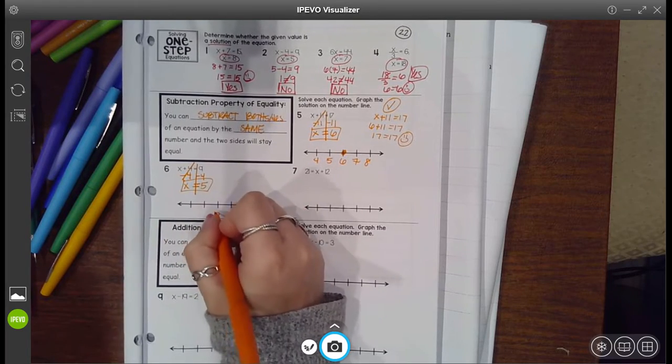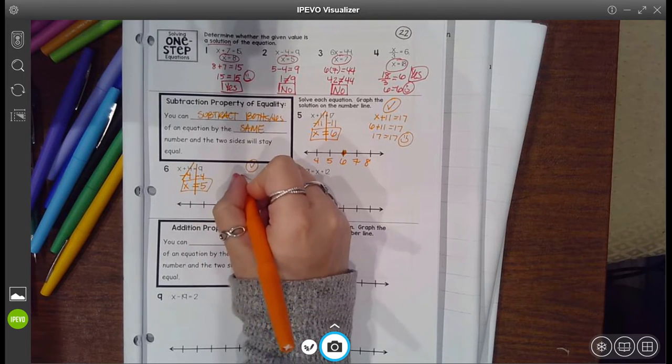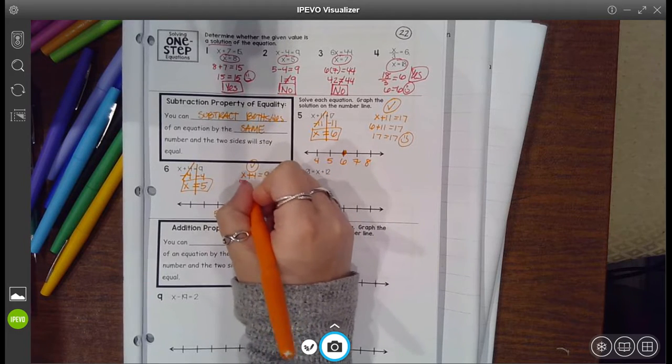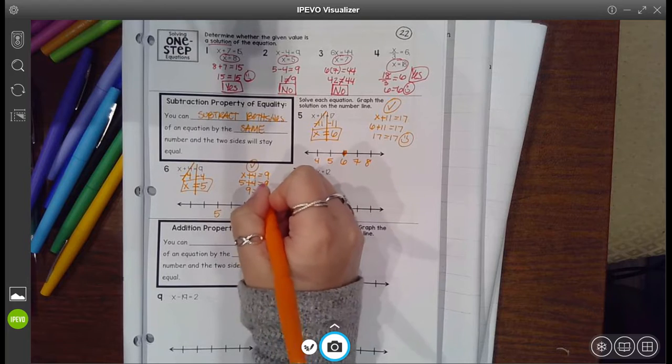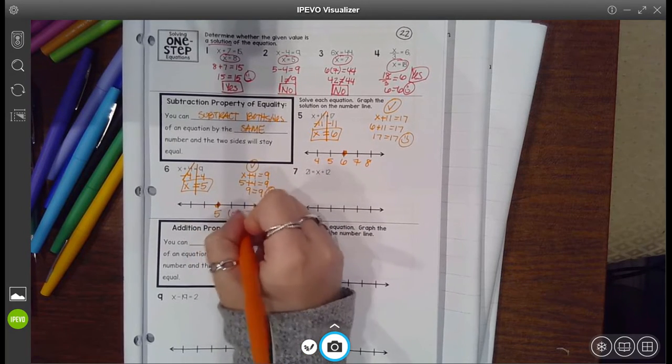So I think it's 5, but before I boldly bubble that in, let's check. x plus 4 equals 9. I think x is 5. 5 plus 4 is 9. True statement. So yes, 5 was indeed the correct answer.